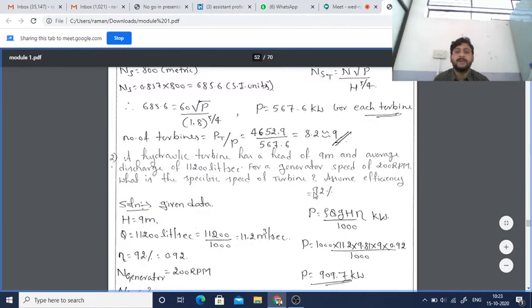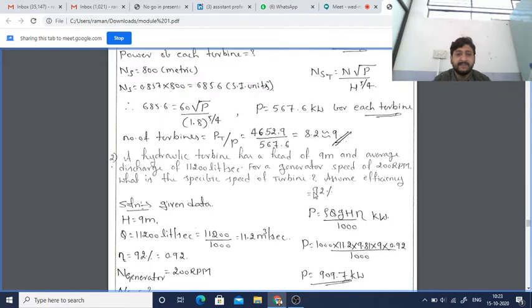A hydraulic turbine has a head of 9 meter and average discharge of 11,200 liters per second. For a generator speed of 200 rpm, what is the specific speed of the turbine? Assume efficiency to be 92%.